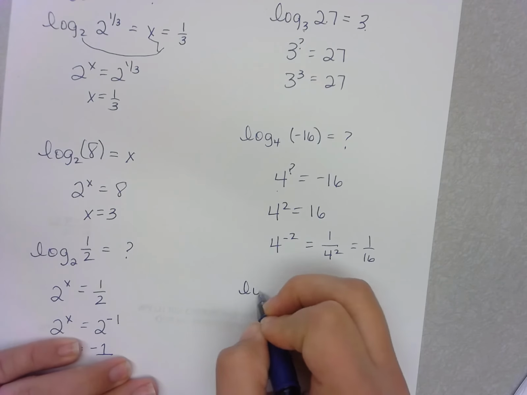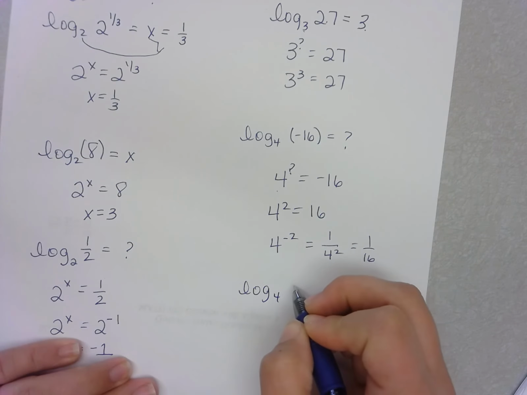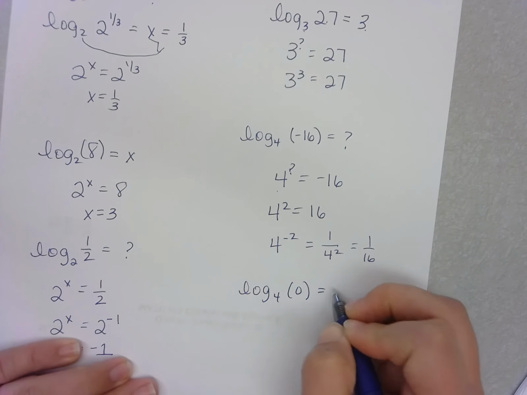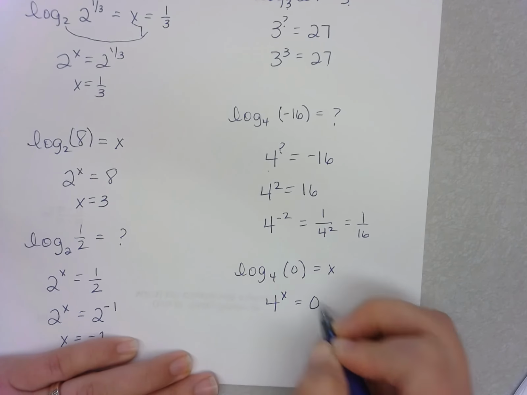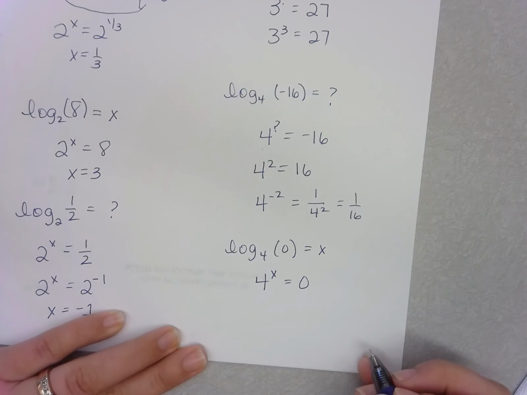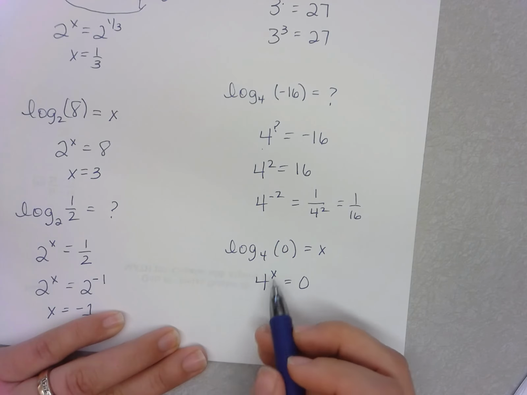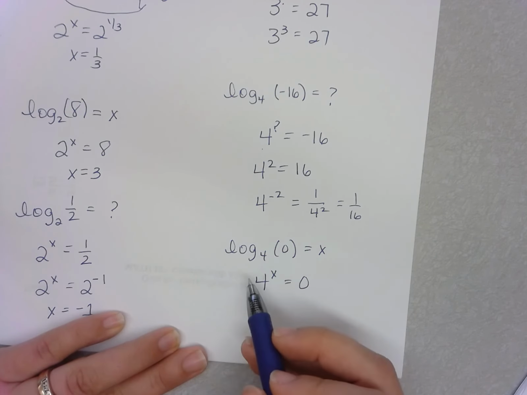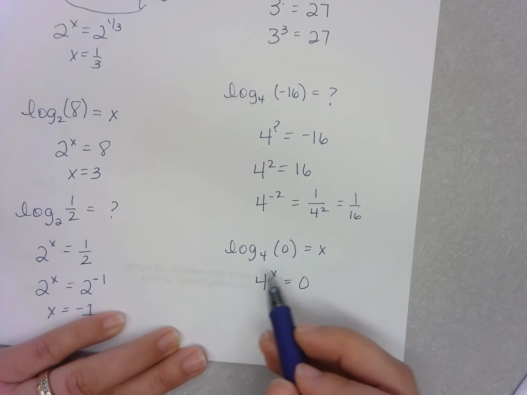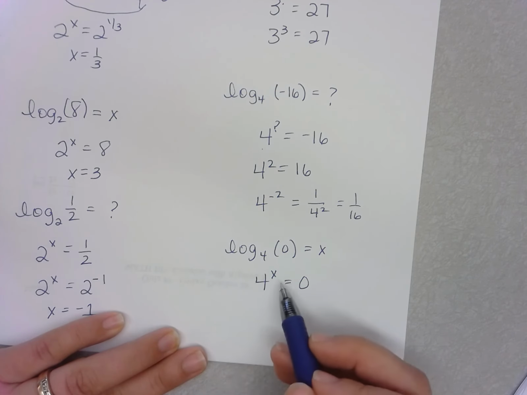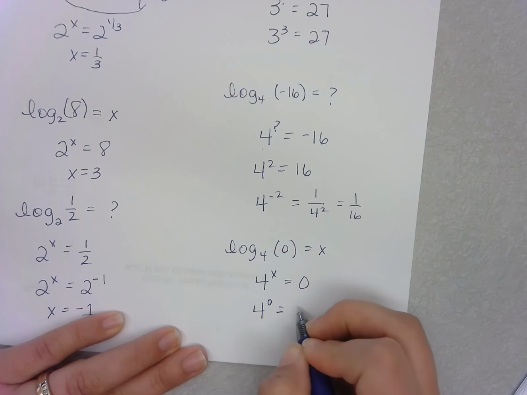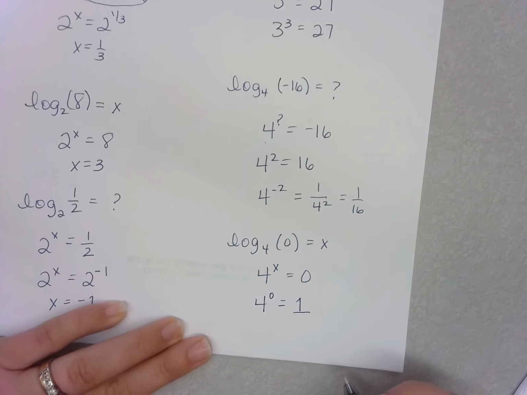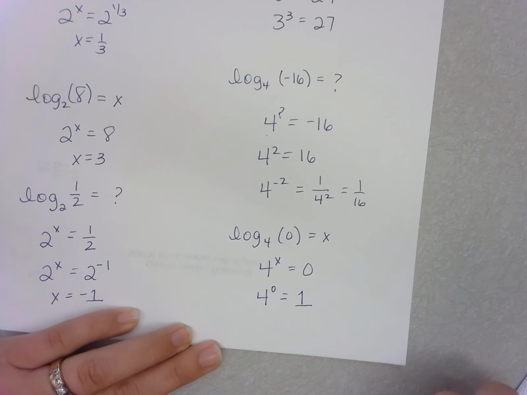Also, if I tried to do this as well, the log base 4 of 0 equals something over here, that would mean I'm trying to find 4 to the x equals 0. Well, there's nothing that I can raise a positive base to, and it doesn't matter if this is 4 or not. I'm just using 4 as an example. There is nothing that I can raise a positive base to that'll give me 0. In fact, if I try to use 0 as the exponent, that's actually 1. So there's nothing here that would give me 0.